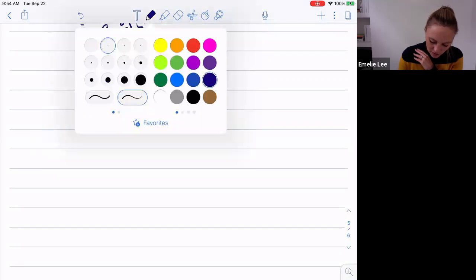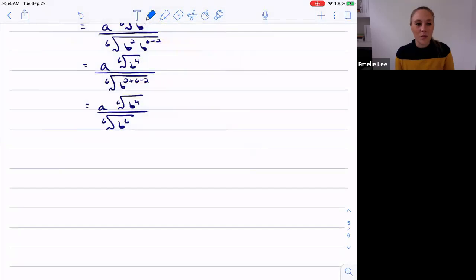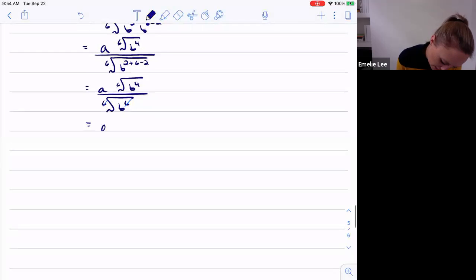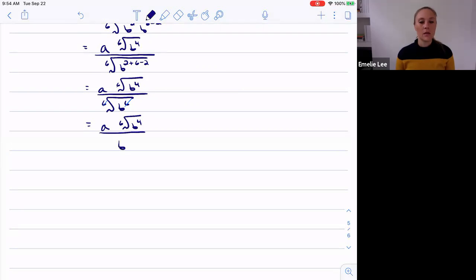Here I'm just going to show you how I think about it, right? The 6th root of b to the power of 6, I know just gives me b. So I just think of it as canceling. So then I get a times the 6th root of b to the 4 over b. And now it's in standard form.